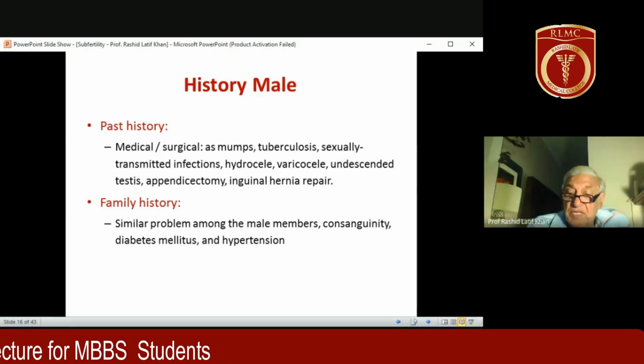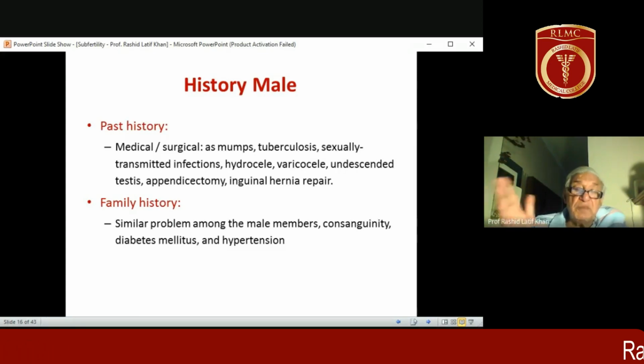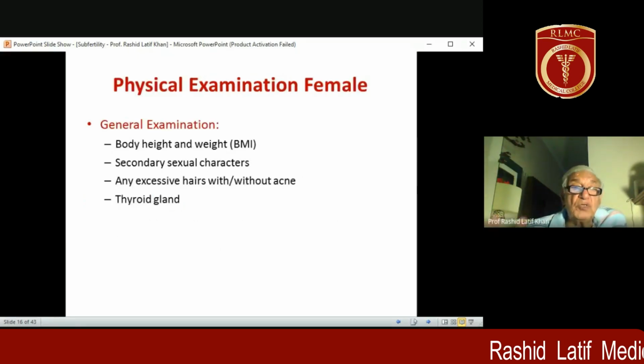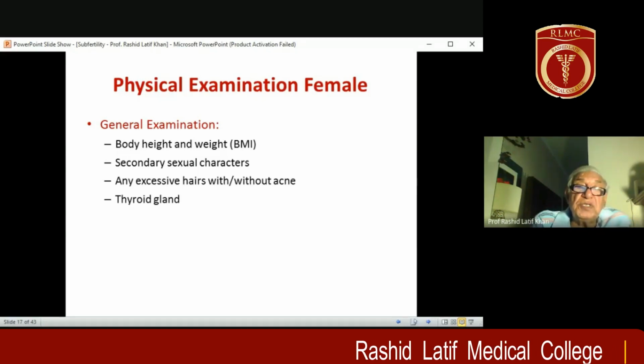And then family history is also important. So many times the husband gives a history that there are two, three brothers, none has children. It means perhaps some genetic problem. So a detailed history of the husband is also important. Then we come to physical examination.